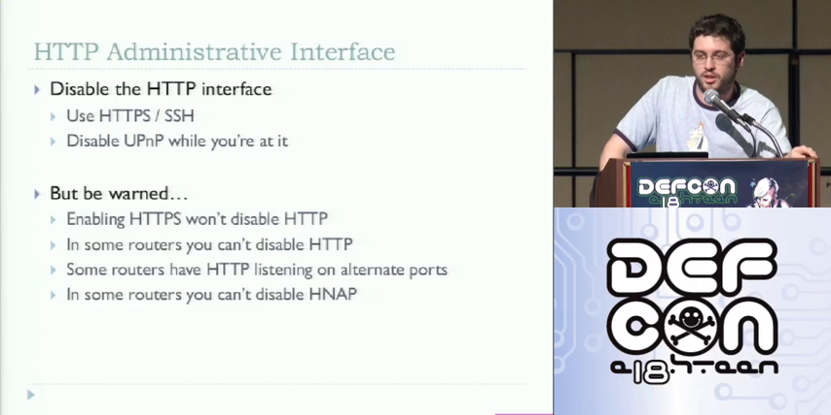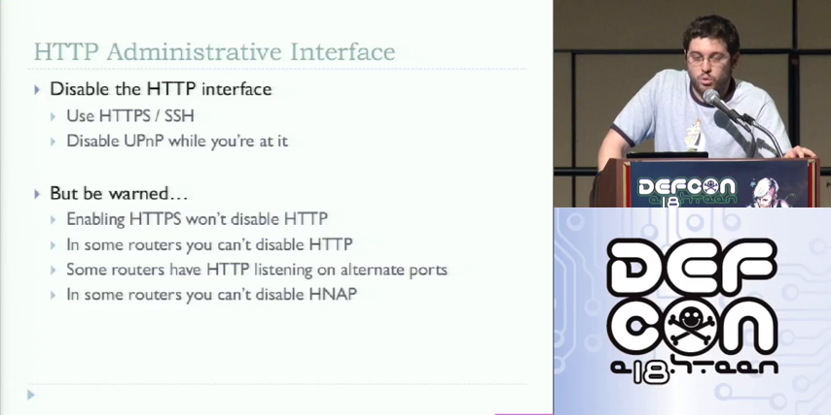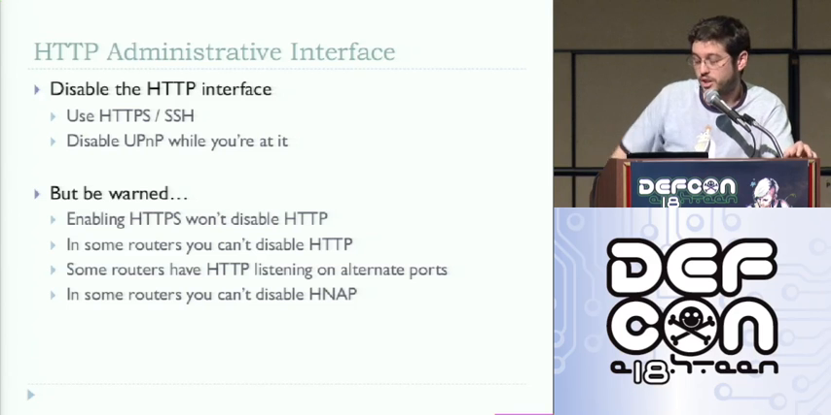Disable UPnP as well if you can. I know a lot of people rely on it, so that might be difficult. Some routers don't let you disable HTTP. There's just a checkbox to enable HTTPS. Some routers also bind the HTTP interface to multiple ports. So this one, for example, runs on port 80 and port 8080. When you disable HTTP, you have to make sure it disables all of that.